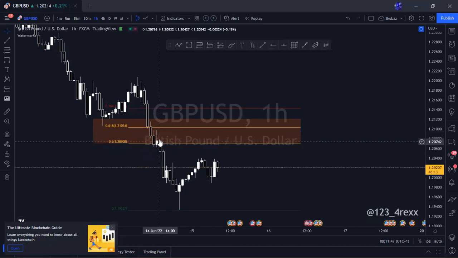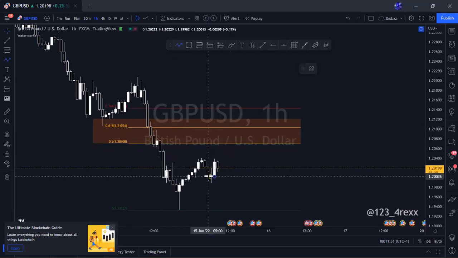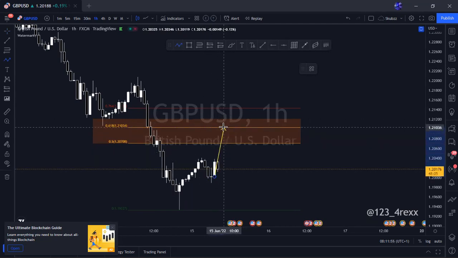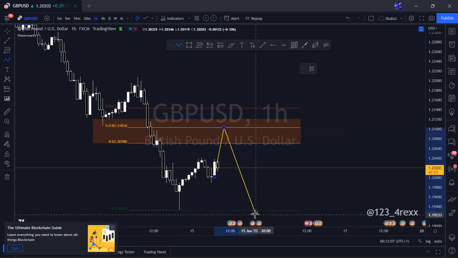And then there's actually a supply zone there. So what I'm going to be watching out for here is for price to break this high. If price breaks the high here and comes inside this area and reacts from here, it depends on the reaction. If I see a bearish rejection candle on the 4H, then I'll expect that sell to be massive to the downside.